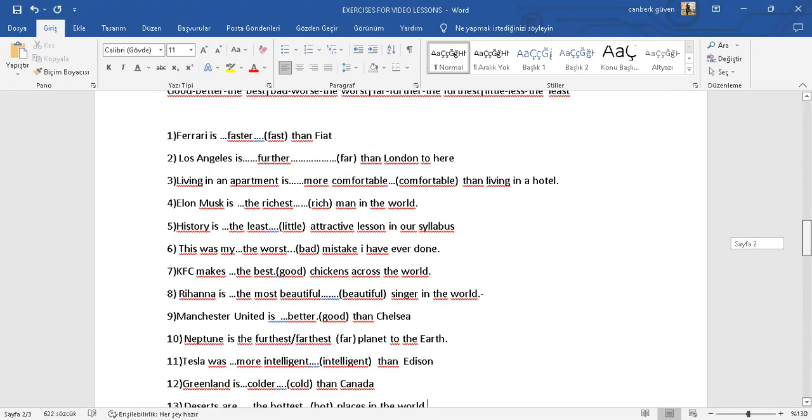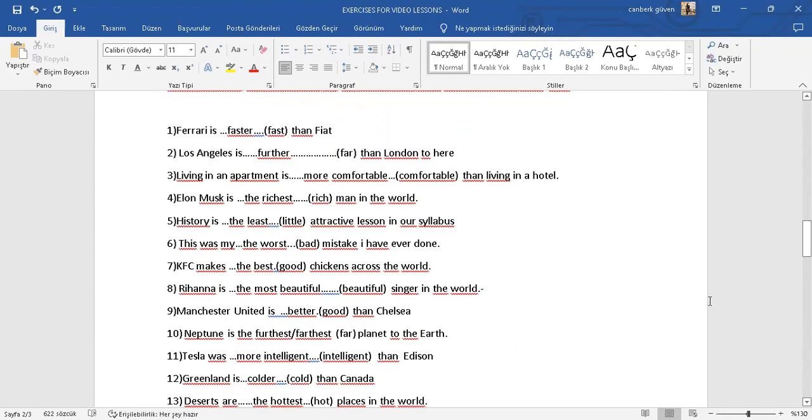As you see, we did examples of short adjectives, long adjectives, regular adjectives and irregular adjectives. I hope you understood this. So let's sum it up, okay? What did you learn from this lesson?